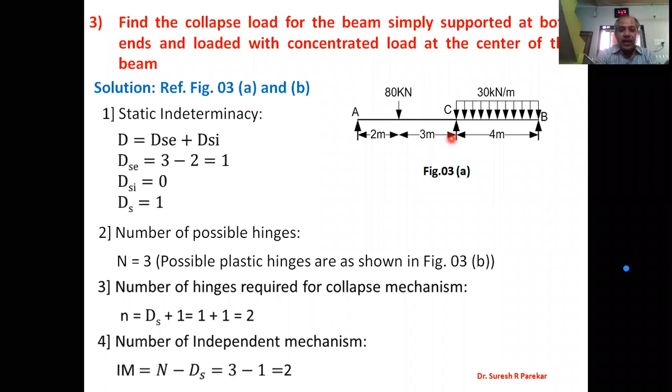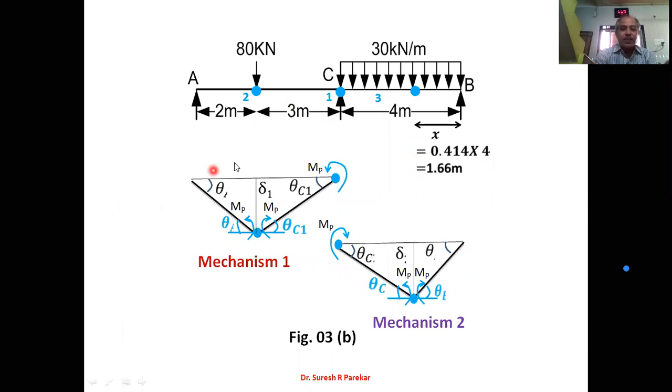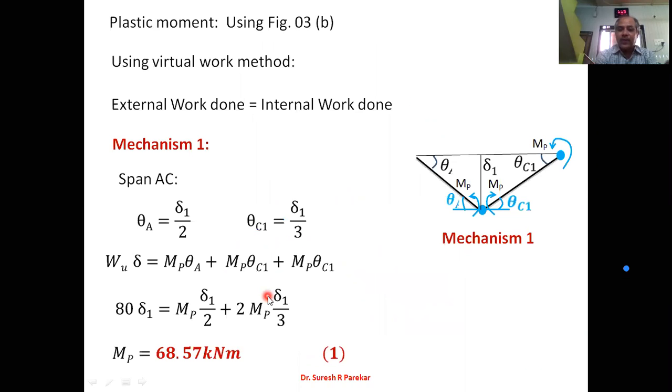So you can see over here. I will not explain this now, as we have already covered it, so you can go through it. We have delta 1, delta 2, then we have theta A, theta C1, theta C2, theta B. The first part is as it is, whatever we have for the others, which gives me MP 68.75 kilonewton meter.